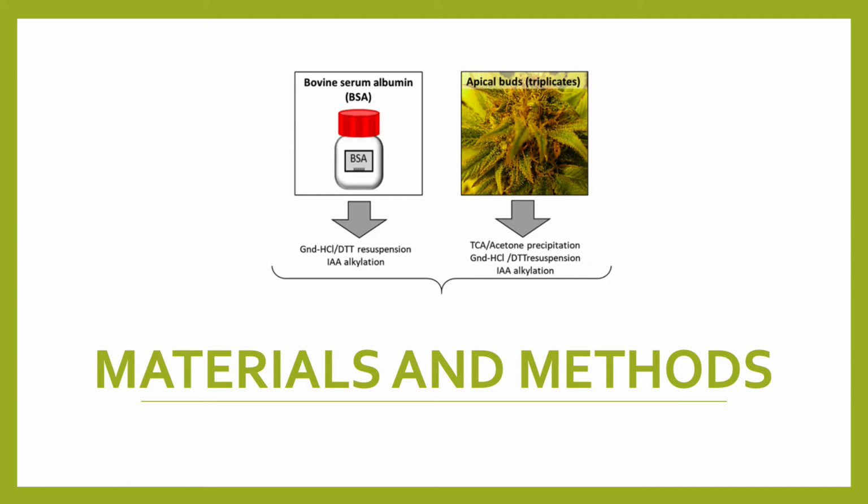The experiment was performed in bovine serum albumin and samples of cannabis buds. BSA was used as a positive control for both enzymatic digestion and LC-MS analysis. Samples were taken from 3 different plants denoted as biological replicate, and each plant sample was done twice. Reference protein BSA and sample powders were extracted following the summarized process in the picture.